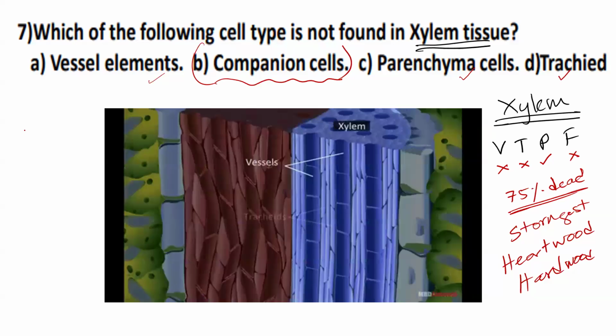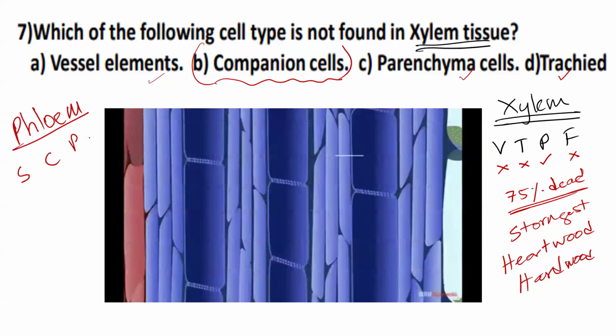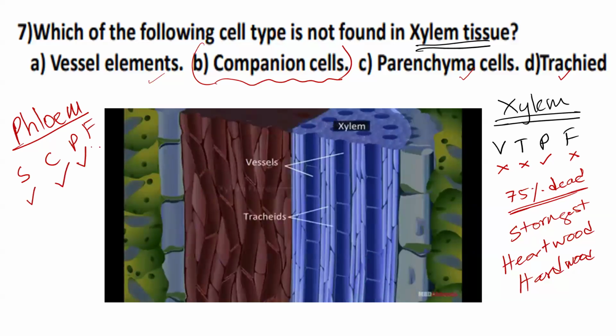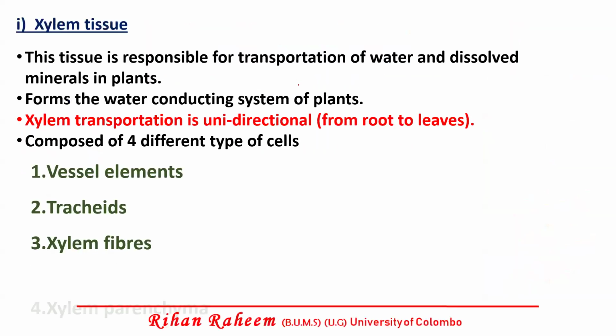If you take the phloem tissue, what are the four types of cells present in phloem? SCPF. Sieve tube element, companion cells, parenchyma, and fiber. SCPF for phloem, VTPF for xylem. Easily, like a song, you can remember. So companion cells are present only in phloem, not in xylem. Okay, just go through this. Give me 2 minutes.